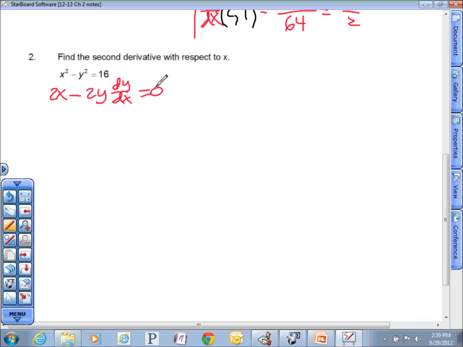So let's subtract 2x to move it over. Let's divide by negative 2y. So my dy over my dx would end up being negative 2x divided by negative 2y, or in other words, my dy over my dx would be x over y. Okay, so there's my first derivative.